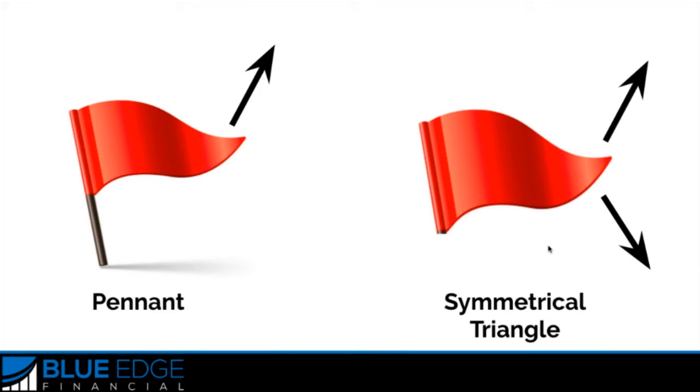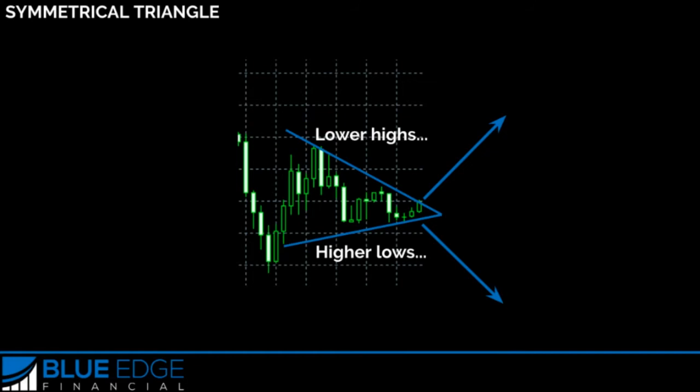A symmetrical triangle, on the other hand, does not have a big move before it forms. So it's kind of like the flag without the pole, and it can also break either up or down. A symmetrical triangle is formed when the slope of the line that connects the price's highs and the slope of the line that connects the price's lows come to a point where it forms a triangle. So you can see right here, we connected the highs, we connected the lows, and this forms a symmetrical triangle.